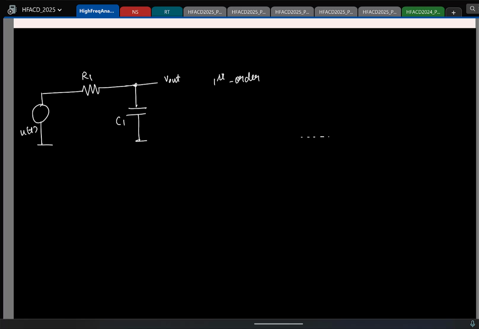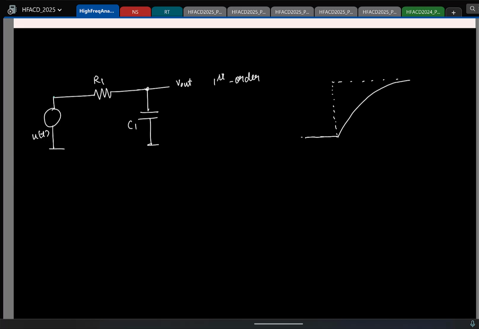Let me sketch it here. This is the input in dotted line. Tell me, how will the output look like? How will the step response of the RC circuit look like? Exponentially increase. Everyone is aware. Something like this. This is the world famous RC response. So this is plain and boring. Let's make it interesting.